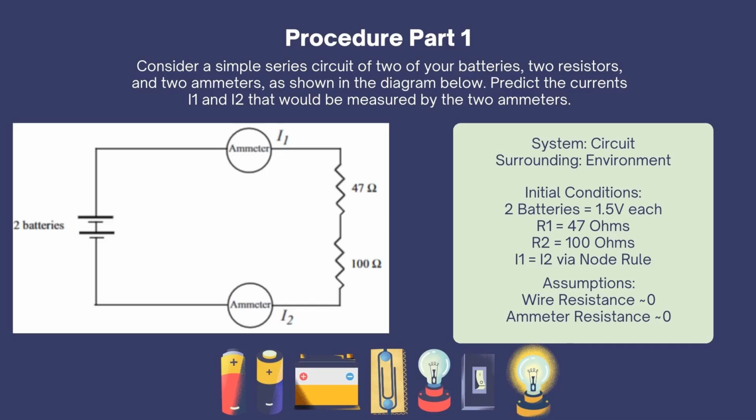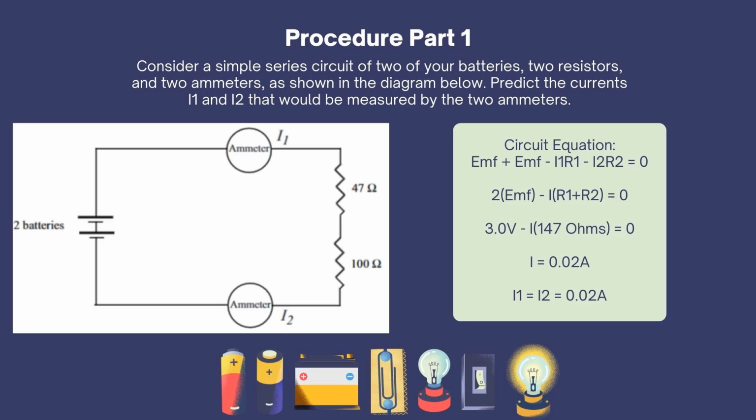In part 1 of our procedure, we are given the circuit model below and first asked to calculate the currents of I1 and I2. Before that, however, we must establish our system, surroundings, and initial conditions. The system is our circuit with the surroundings as the environment external to that circuit. For our initial conditions, we know that we have two batteries holding 1.5 volts each, a resistor of 47 ohms, and another of 100 ohms. And since the circuit is in series, we can deduce that I1 is equivalent to I2. Our general assumption for this lab is that the resistance of the wires and ammeter are negligible.